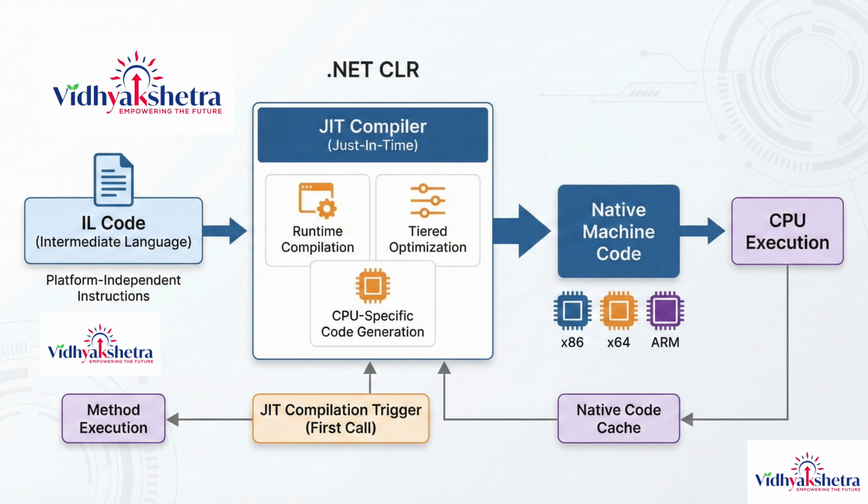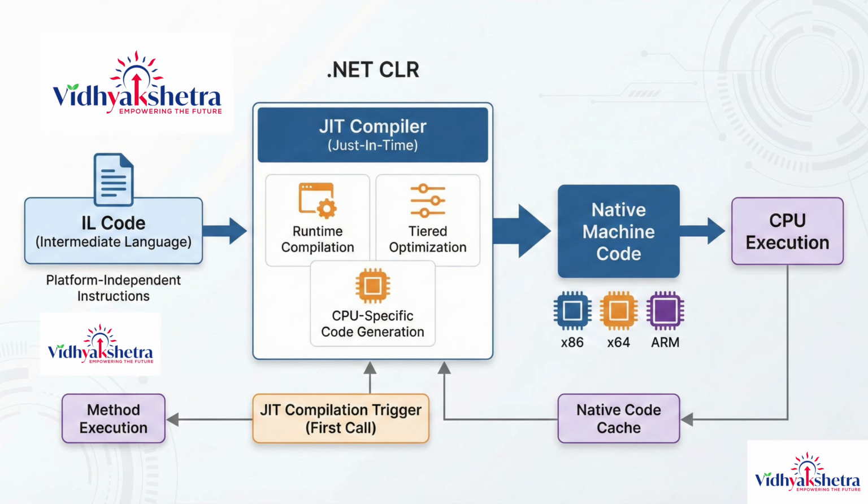The JIT compiler also handles exception handling. It generates native code that supports structured exception handling. This allows the CLR to correctly unwind the stack and execute finally blocks during exceptions. Different types of JIT compilation exist within the .NET ecosystem.